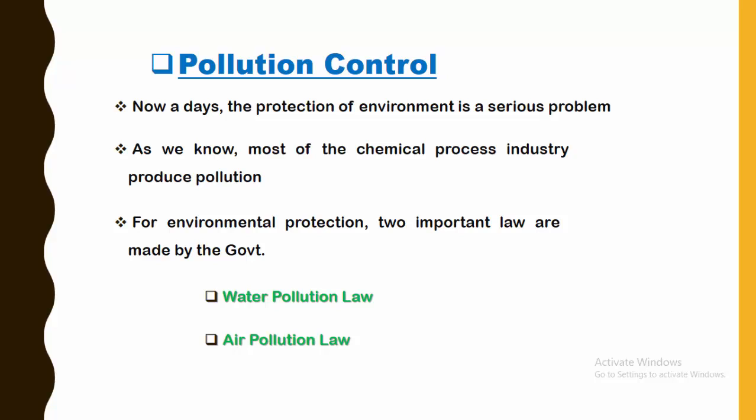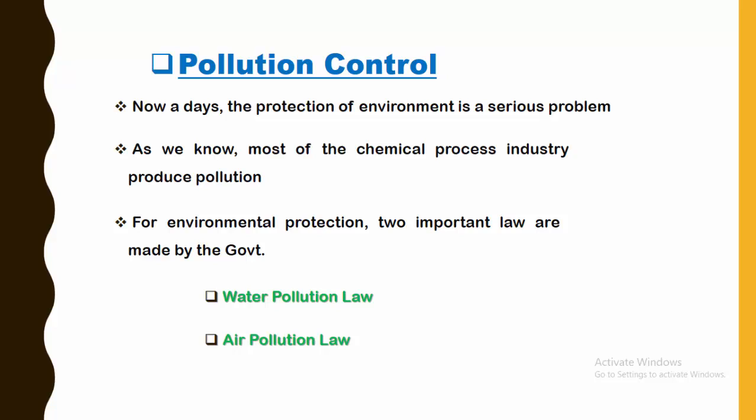What is the role of this pollution control department? It controls the pollution made by the unit, organization or industry. Definitely, where there is a chemical industry there must be some pollution. But what is the main function of pollution control? It is to minimize the pollution produced by the company or organization.